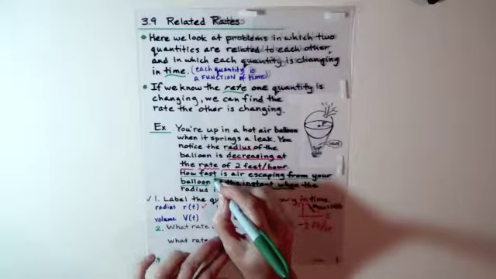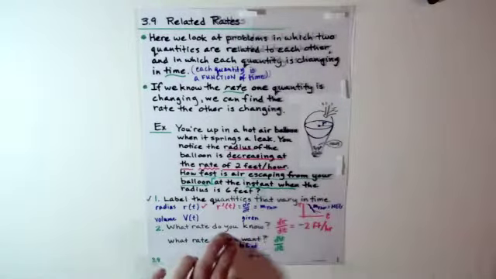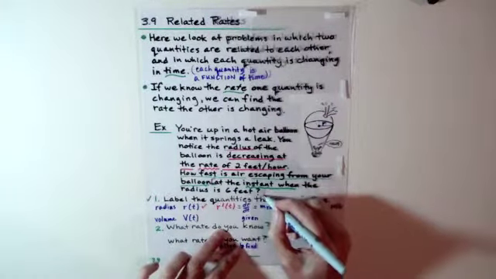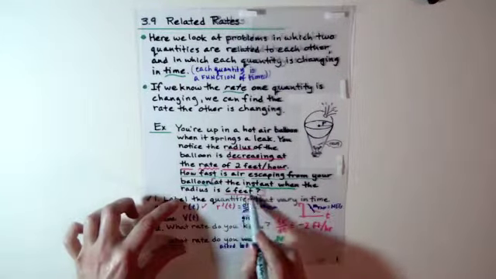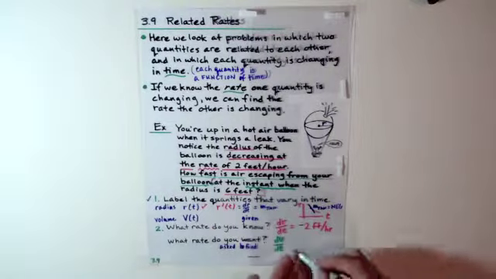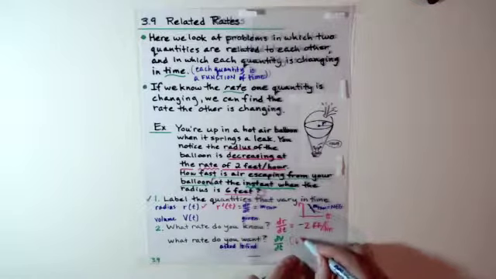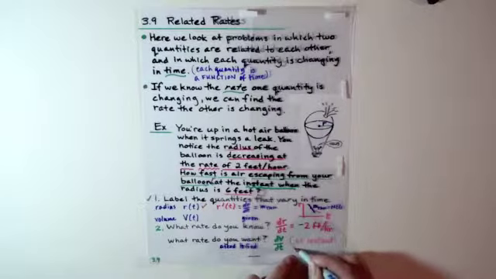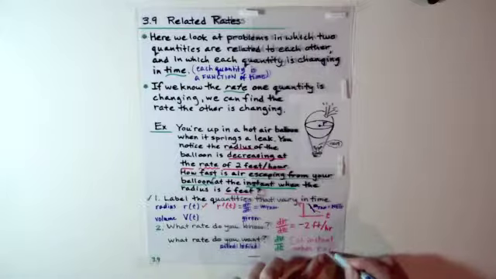I'm going to put this in sort of square brackets here. I'm looking for the rate that the volume is changing at the instant when the radius is 6 feet. So I'm going to put that in parentheses because it's something we will use at the very end of the problem. I'll put at the instant when r is equal to 6 feet.